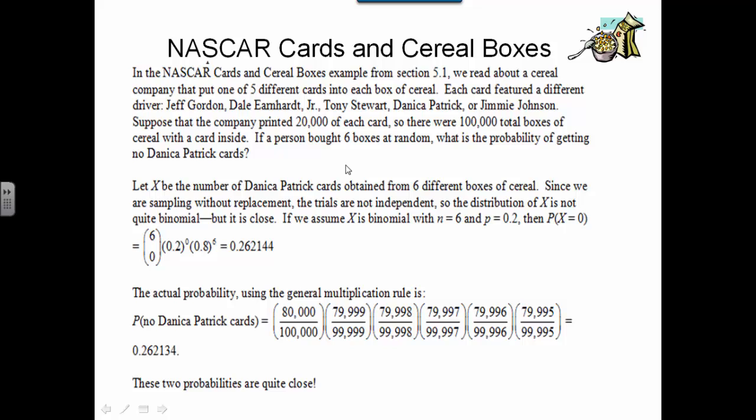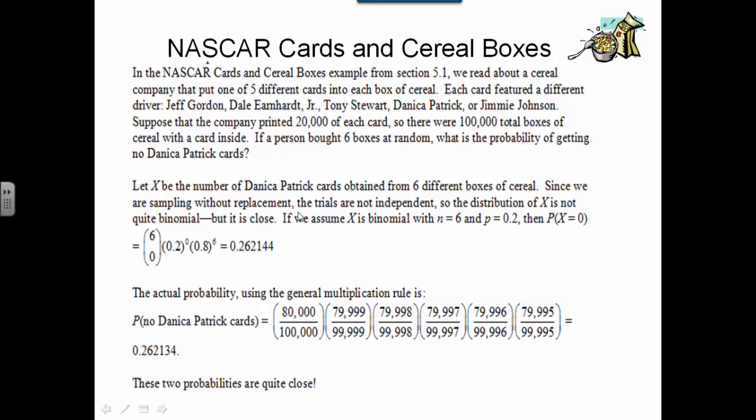In NASCAR, cars, cards, and cereal boxes, our example from 5.1, we read about a cereal company that put one of five different cards in each box of cereal. Each card featured a different driver. Suppose the company printed 20,000 of each card. So there were 100,000 total boxes of cereal with a card inside. If a person bought six boxes at random, what's the probability of getting no Danica Patrick cards?